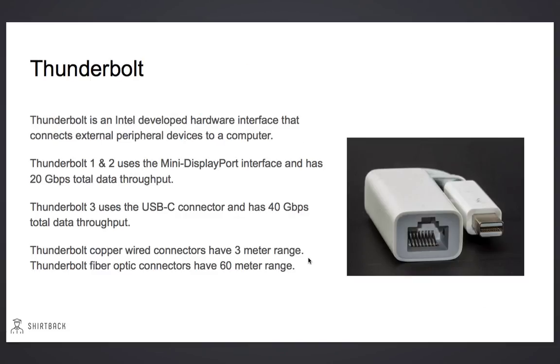Thunderbolt is an Intel hardware interface that connects external peripherals to a computer. Thunderbolt 1 and 2 uses the mini DisplayPort interface and has a 20 gigabit per second data speed. Thunderbolt 3 uses USB-C connections and has a 40 gigabit data throughput. Thunderbolt copper wire connectors will typically have about a 3-meter range. Thunderbolt fiber connectors will have about a 60-meter range.